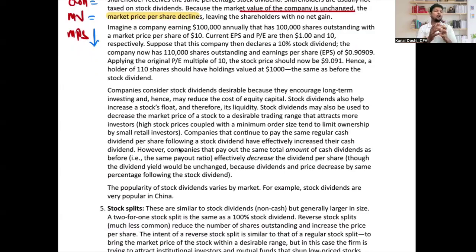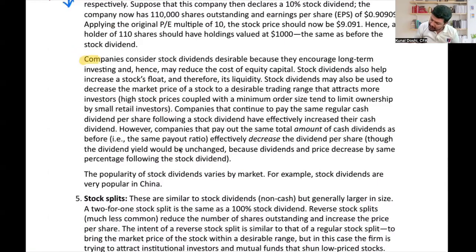Correct? Now, what do you think? Should the companies give dividend or not? Well, most of the investors want companies to give dividend, isn't it? Most of the investors want the company to give dividend, and especially many of them desire cash dividend, right? Now, companies consider stock dividends desirable, unlike cash dividends. Why? Because by giving stock dividends, the money is still with the company, isn't it? So companies consider stock dividend desirable because it encourages long-term investing and may reduce cost of equity, because the company doesn't have to go back in the market and raise more capital, right?